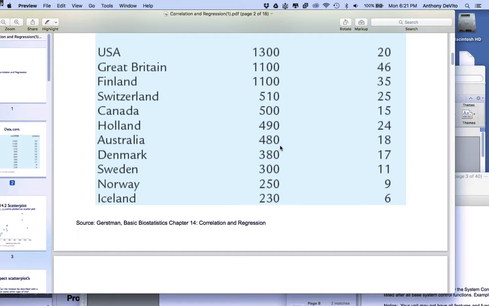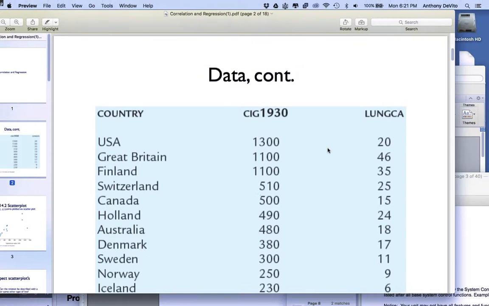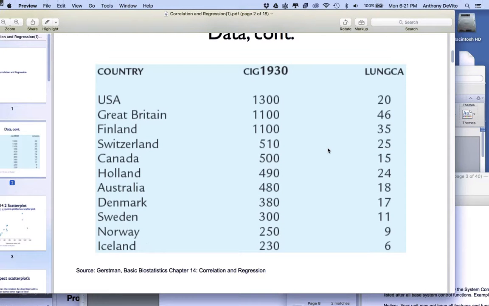Okay. Now, what about when both sets of data, both variables, are numerical? For instance, the data that we're looking at right now is the annual average consumption of cigarettes in the United States, in Great Britain, in Iceland, and in a number of different countries. Okay, so that's a numerical variable. What's the average number of cigarettes smoked per year for a person living in the United States?